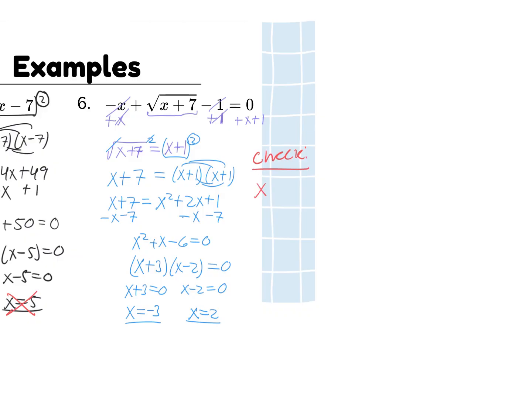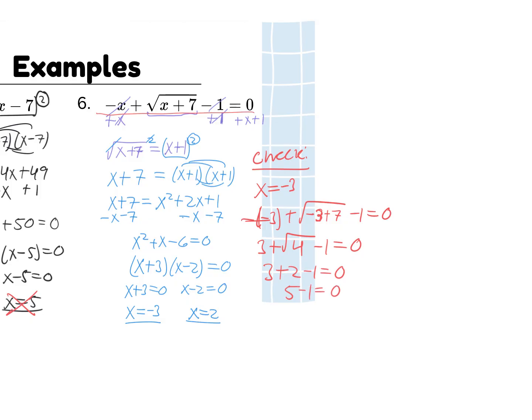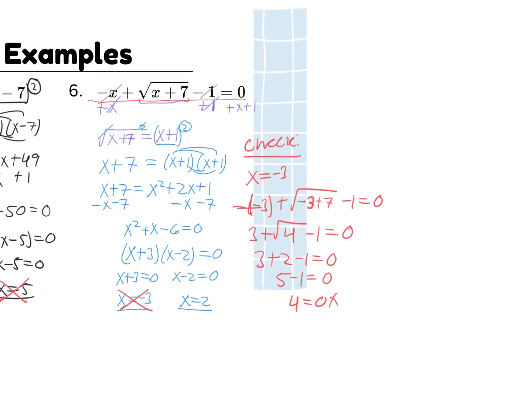I'll check first x equals -3. Make sure you're plugging into the original equation. So I get a negative -3, plus the square root of -3 plus 7, minus 1 equals 0. Negative -3 becomes a positive 3, so I get 3 plus the square root of 4, minus 1 equals 0. And then I get 3 plus 2 minus 1 equals 0, and then 5 minus 1 equals 0, which does not work. I get 4 equals 0, which is not true. So that means x equals -3 is not a valid solution.